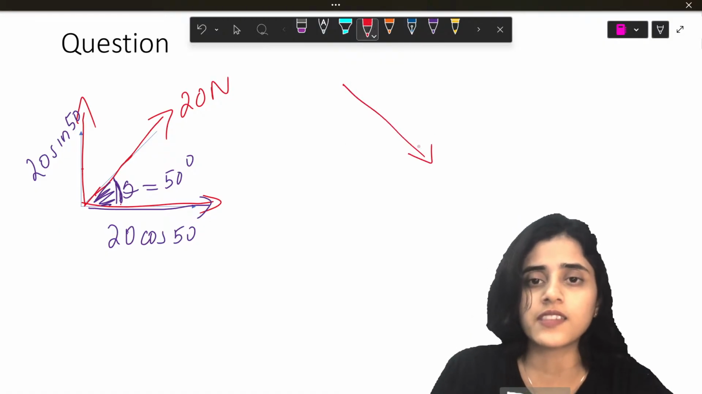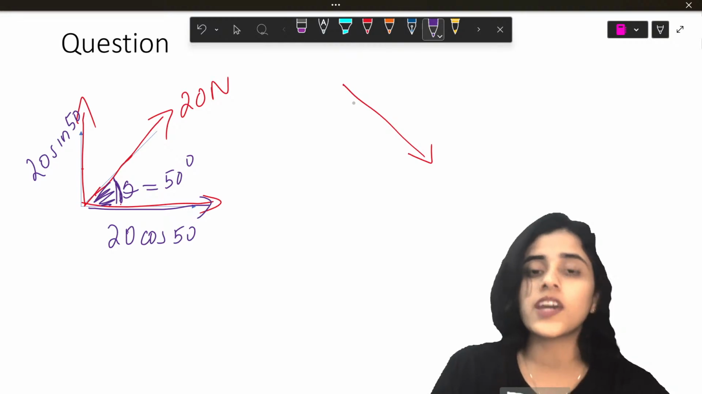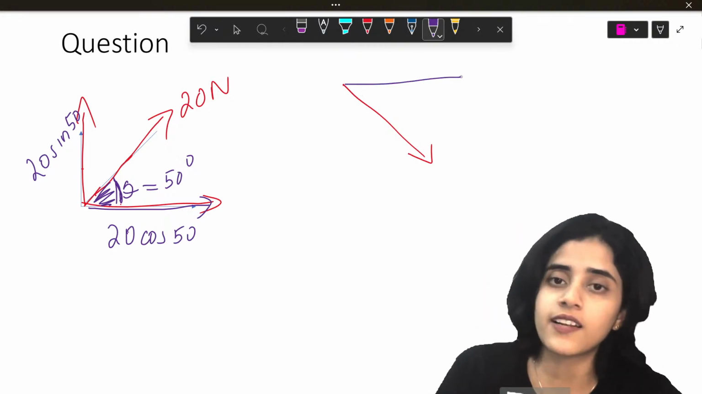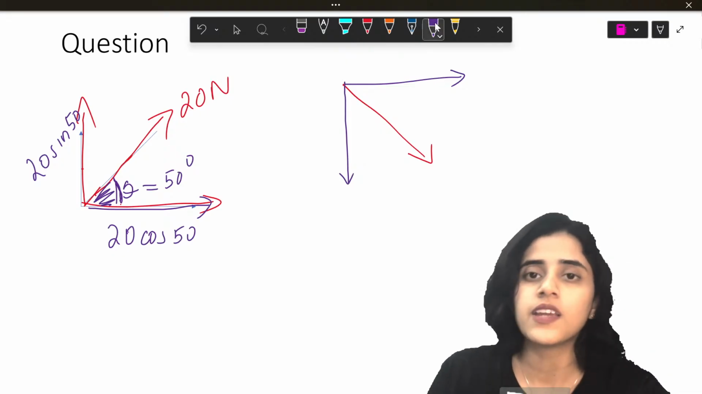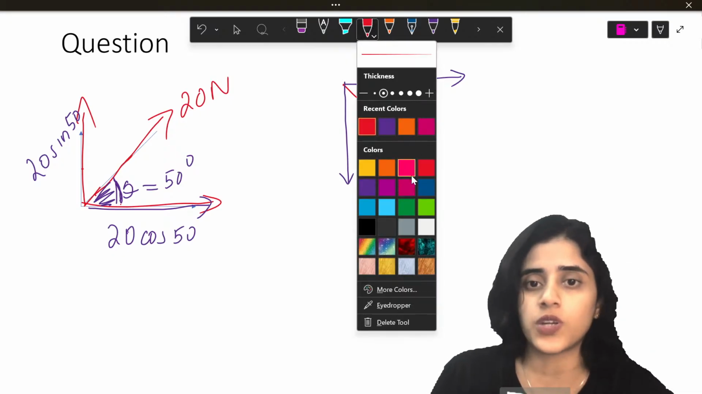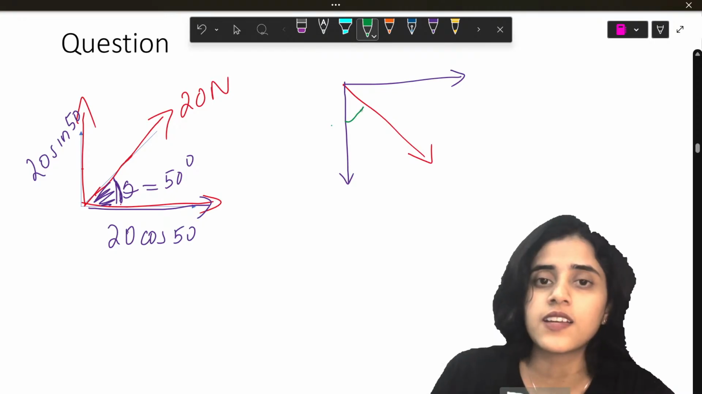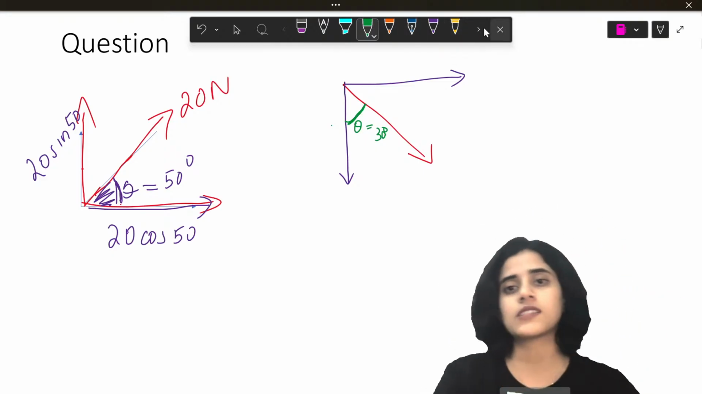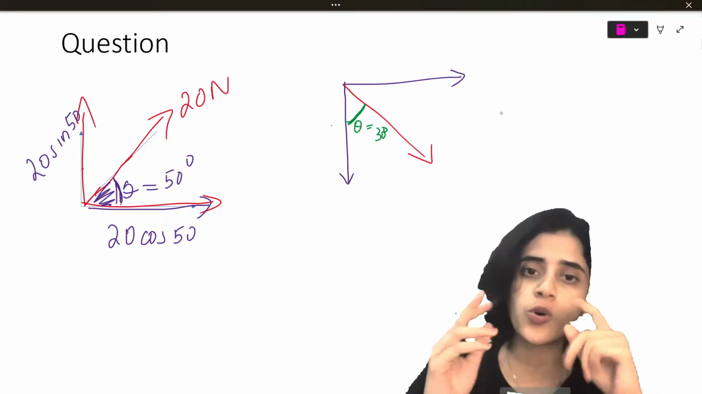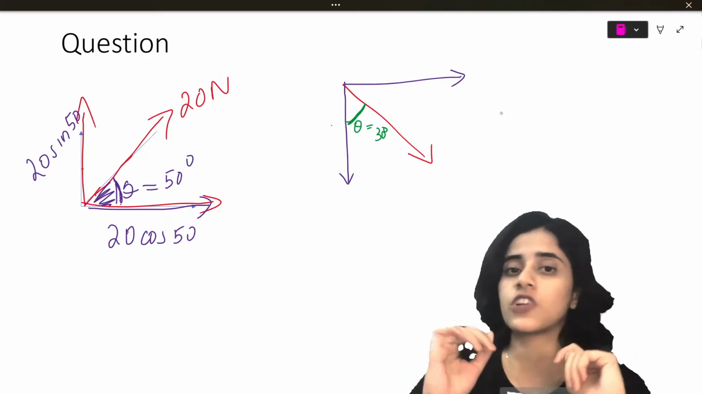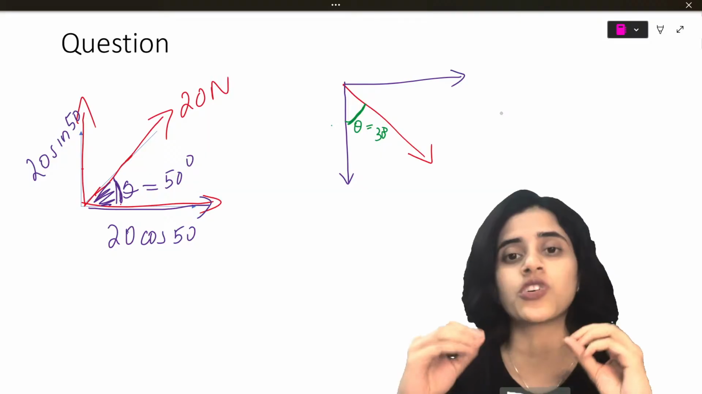If the vector is like this, here how will I write the horizontal and vertical? This is the horizontal. This is the vertical. In my question it is given that theta is equal to 30 degrees and this is theta. So which will be cos theta, which will be sin theta? Quickly tell me. If you're watching this recorded, please pause the video and quickly find out which is horizontal and which is vertical.